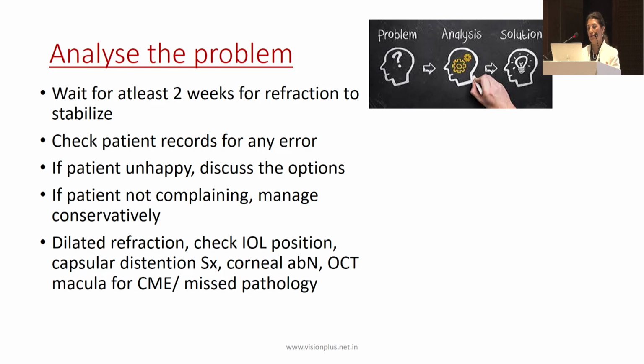Always do a dilated refraction, check your IOL position, look for capsular distension syndrome, look for any subtle corneal abnormalities that you may have missed. And of course, if you've not done an OCT, do an OCT post-operatively to look for any CME or any other, ERM or juxtafoveal telangiectasia, which could be a reason for a refractive surprise.